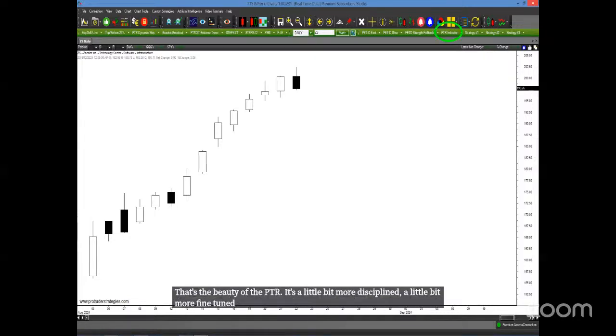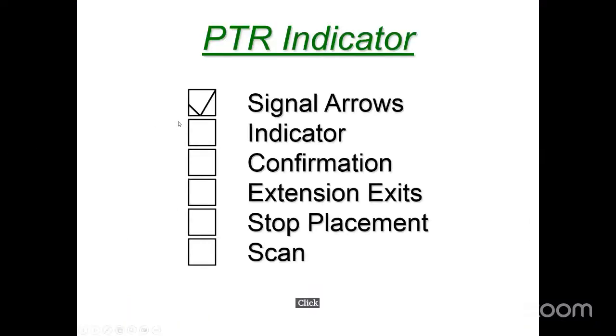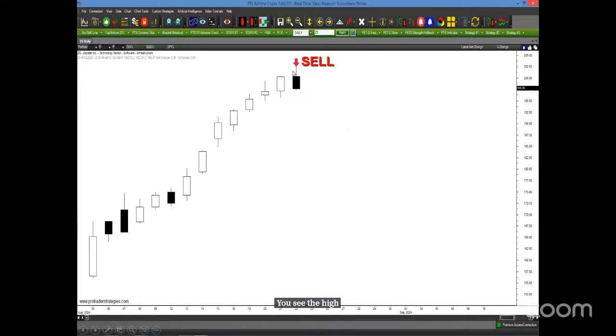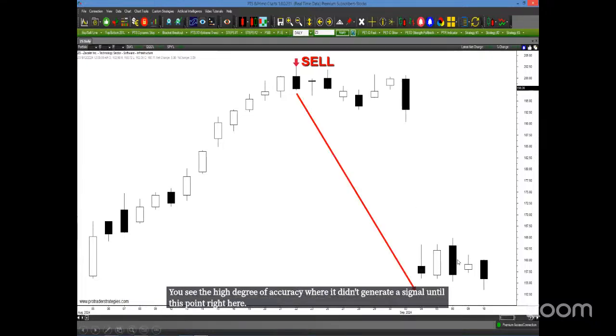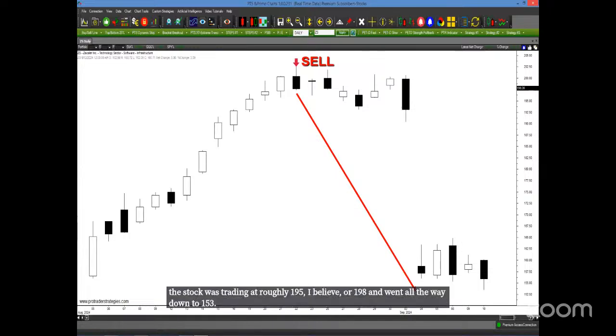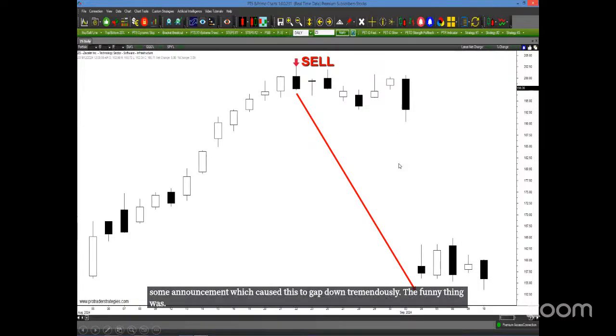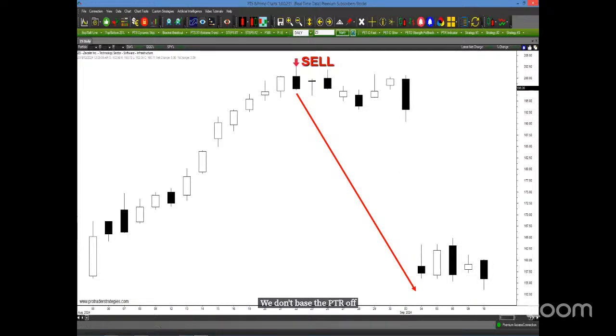And as you can see here, if you clicked through the process, the PTR indicator, click on signal arrow, you see the high degree of accuracy where it didn't generate a signal until this point right here. And look what happened coming into last month. The stock was trading at roughly 195, I believe, or 198, and went all the way down to 153. Obviously, once again, some news or announcement came out, which caused this to gap down tremendously. The funny thing was, we don't base the PTR off of any news or any fundamentals. It's all based on market behavior.